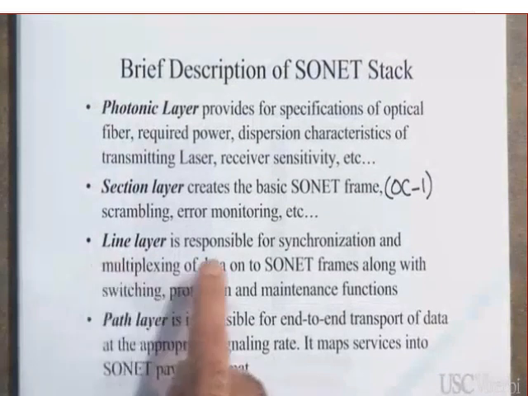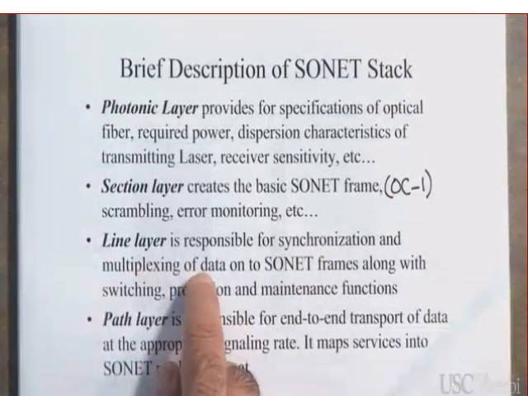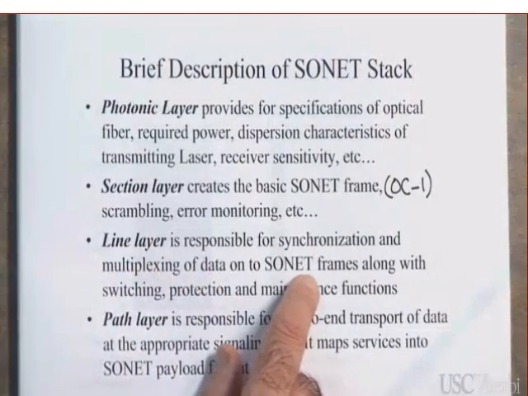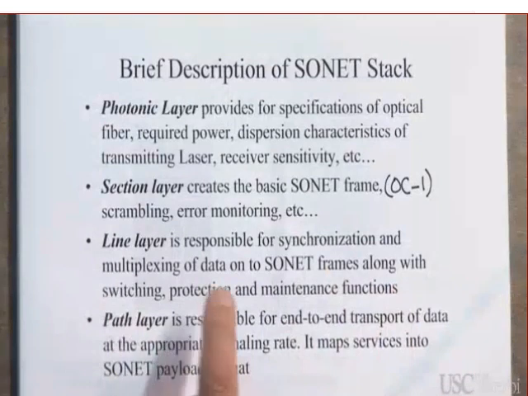The line layer is responsible for establishing synchronization for multiplexing of the data onto the SONET frames. In other words, multiplexing all of these services onto the SONET frame, along with switching, protection, and maintenance functionalities.